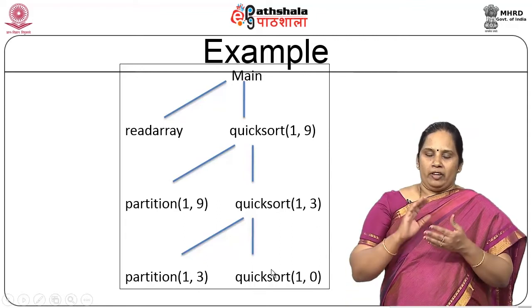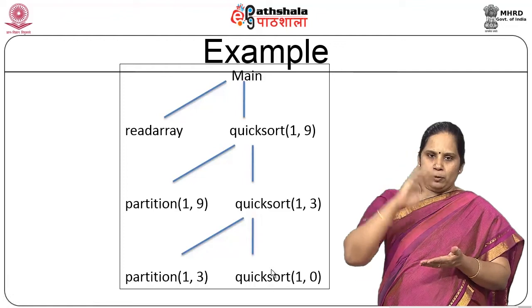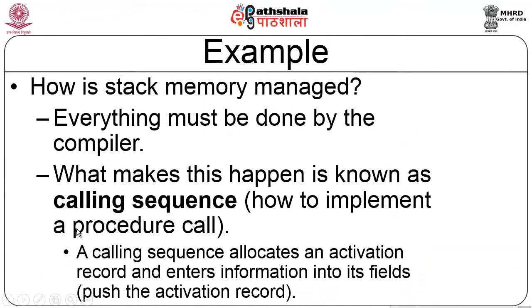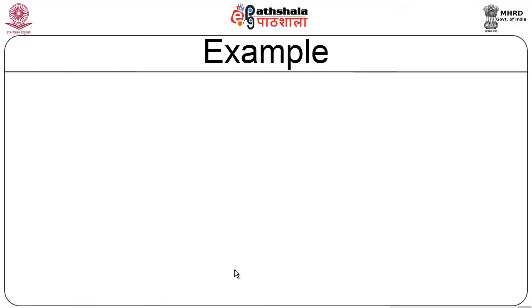So, when a function is called, the activation record is pushed onto the stack. When the function terminates, the activation record is taken off the stack. How is this memory managed? Everything must be done by the compiler, and what makes this happen is known as the calling sequence. The calling sequence determines how to implement a particular procedure call. A calling sequence allocates an activation record, and it enters information into its fields, that is, whatever is necessary as per the activation record's 7 fields.